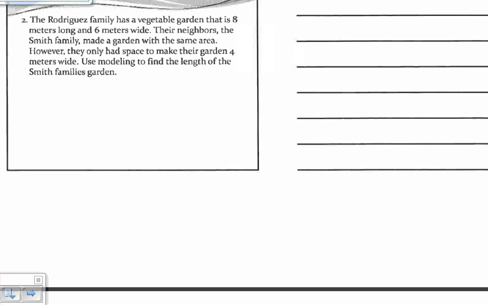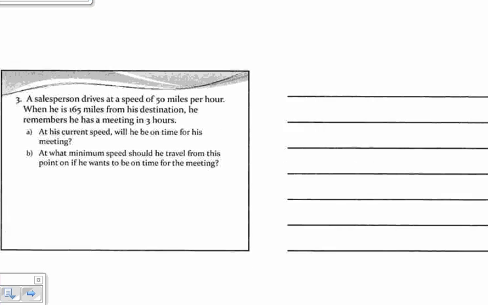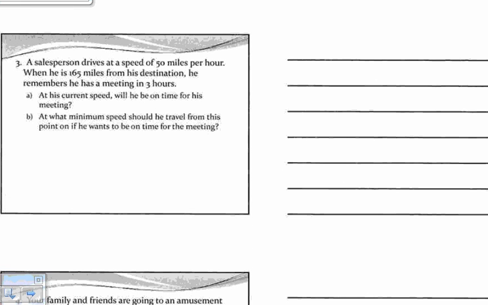I think we got at least one more here. Let's see what the next one says. A salesperson drives at a speed of 50 miles per hour. When he is 165 miles from his destination, he remembers that he has a meeting in 3 hours. So question A, at his current speed, will he be on time for the meeting? So here I see a rate, I see a distance, and I see a time. So I know that I'm probably going to use my formula distance equals rate times time, because that's what they're giving me. So what do I know?